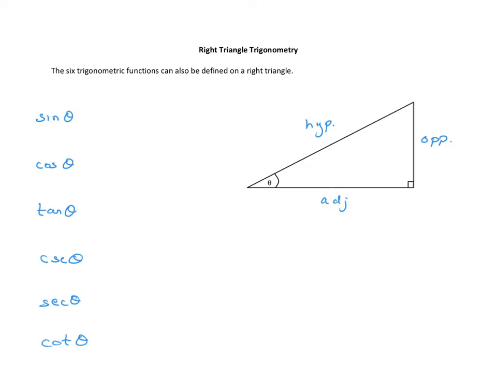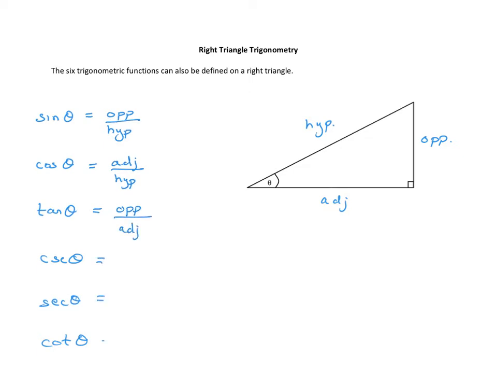Sine is defined to be the opposite side, the length of it, divided by the hypotenuse. Cosine is the adjacent side over the hypotenuse. Tangent is the ratio of these two things, which is the opposite over the adjacent.